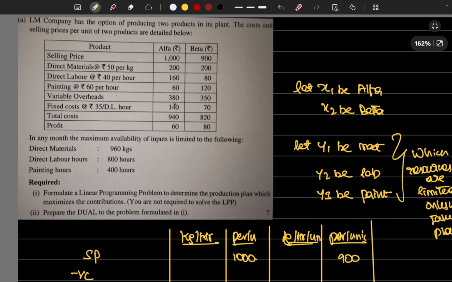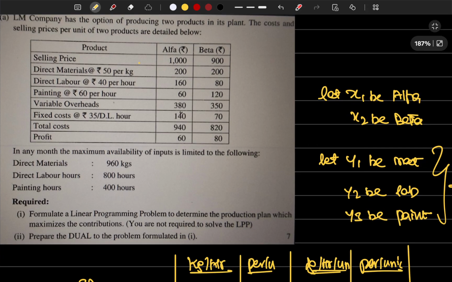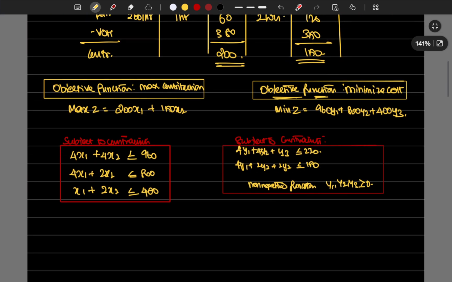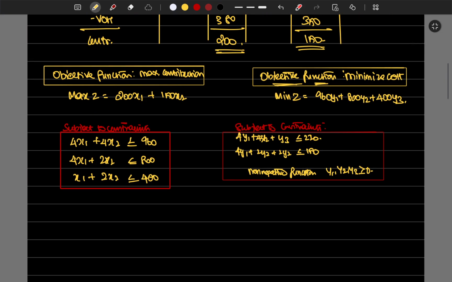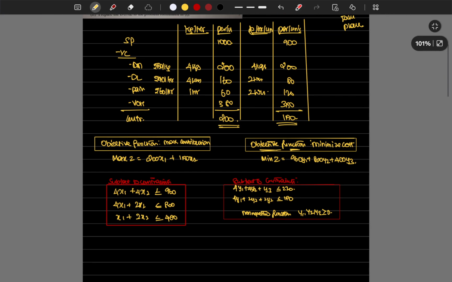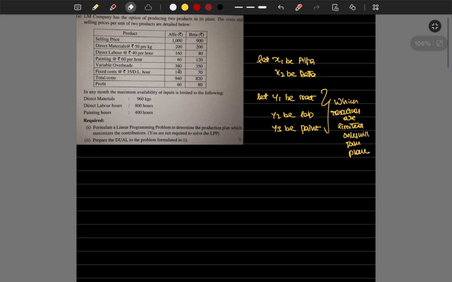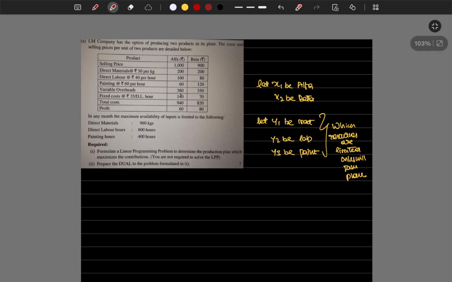Welcome back. Today we are going to solve a problem from the LPP December 2025 question. Shall we freshly solve this question? Okay. Shall we start? Yes. What have they given in the question?